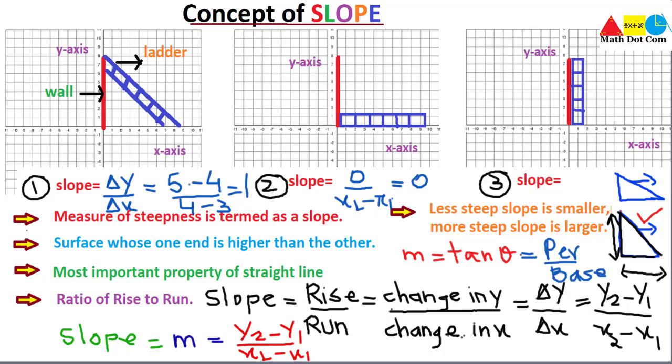So there should be some steepness, and this line is straight with all the points at the same level. As we have also seen the property that a surface should have one point higher than the other for the slope. So it is equal to 0, it has 0 slope.